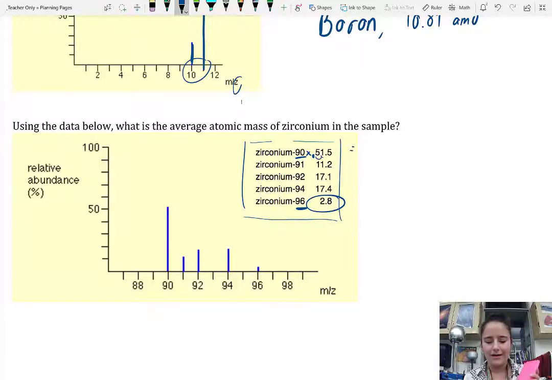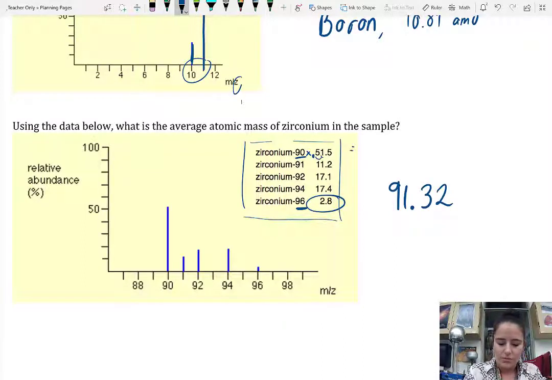I'm going to do this all in my calculator. So follow along with me and make sure you can get the right answer. We have 90 times 0.515 plus 91 times 0.112 plus 92 times 0.171 plus 94 times 0.174 plus 96 times 0.028. And I get 91.32 AMU.